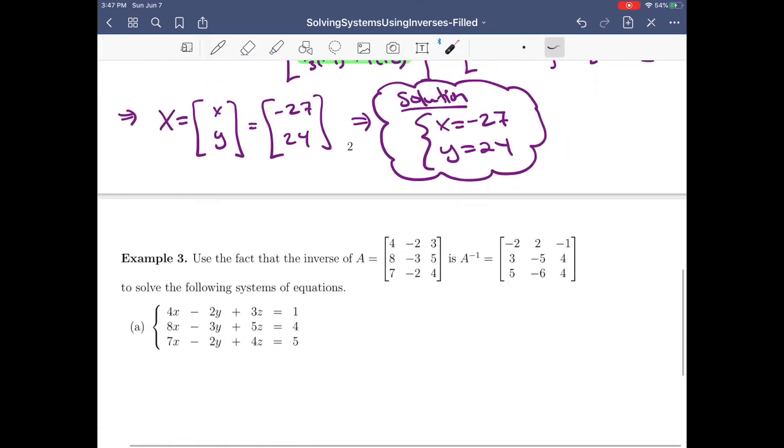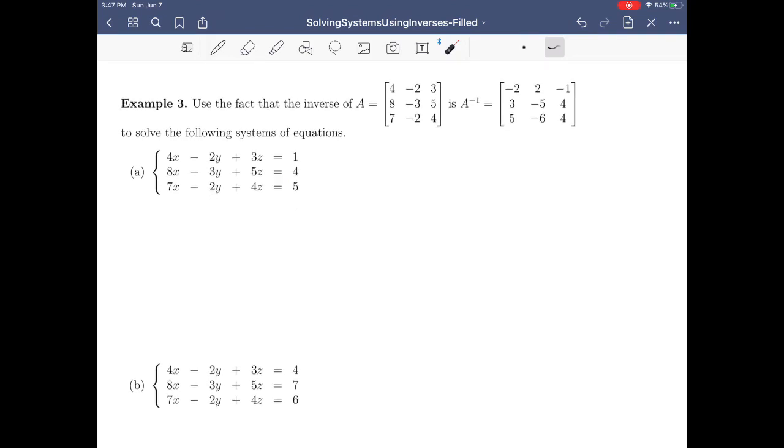Okay, let's try a few more. So here, they tell us that the inverse of this matrix A is this matrix A inverse. So we don't need to check that. We don't need to find the inverse of A. They're giving it to us. Okay, so hopefully that's going to be useful.